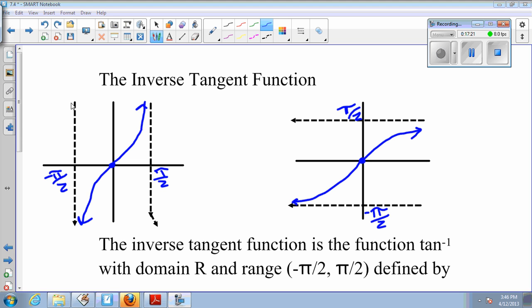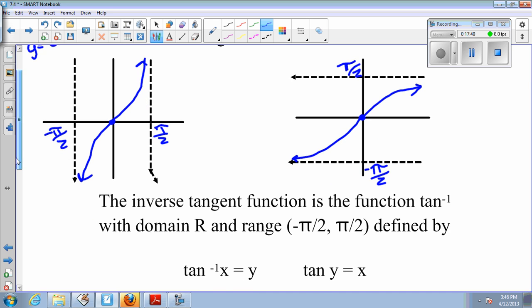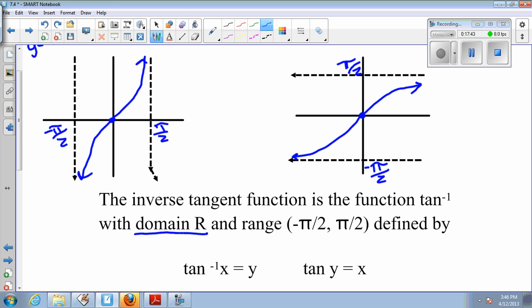So for the inverse tangent function, we take the tangent graph, which has asymptotes at pi over 2 and negative pi over 2, and we flip it. So now we have asymptotes where y equals pi over 2 and y equals negative pi over 2. And the graph is going the opposite way. So now this makes our domain all real numbers. And our range is from negative pi over 2 to pi over 2. And notice the parentheses because it is not included.